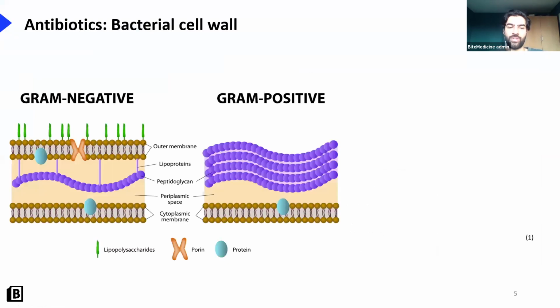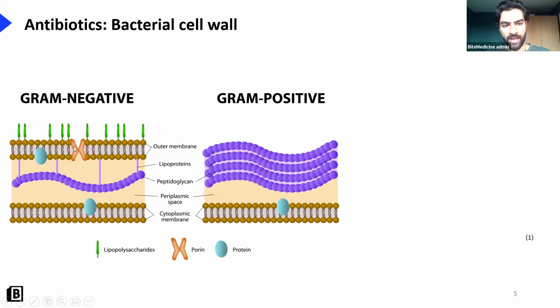All right, without further ado, let's get started. The basics of antibiotics. Before we start, we need to understand the structure of a bacteria. In particular, what I want to focus on is the bacterial cell wall, and what we mean by gram-negative and gram-positive. Well, the bacterial cell wall comes in 2 versions. We've either got this one on the left or this one on the right.